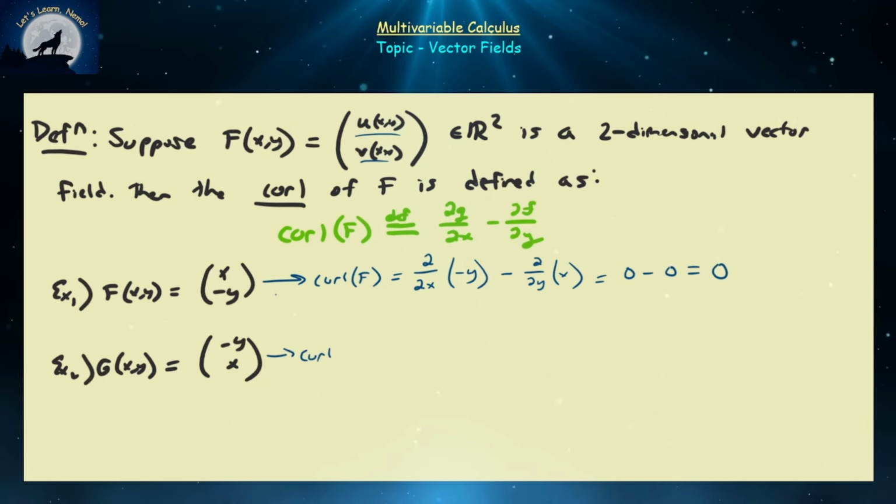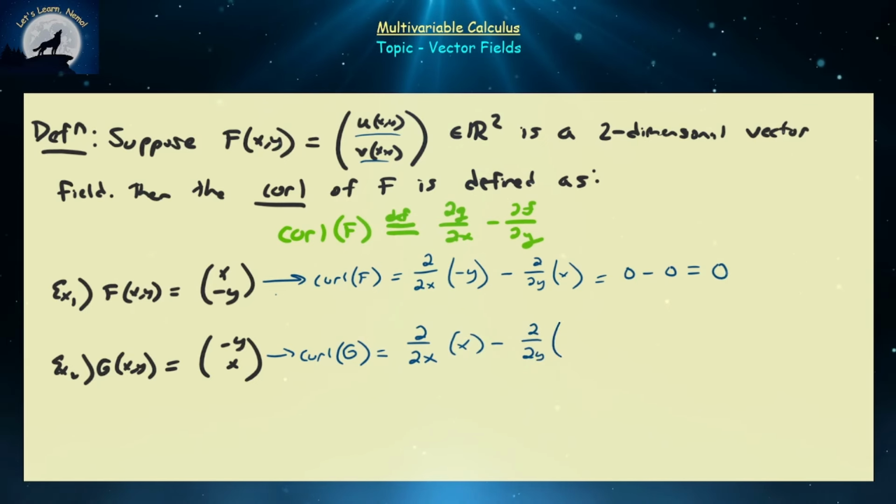And if we look at the curl of G, that's going to be, again, the partial derivative with respect to x of the second term, which is going to be equal to x, minus the partial derivative with respect to y of the first term, which is going to be equal to minus y.